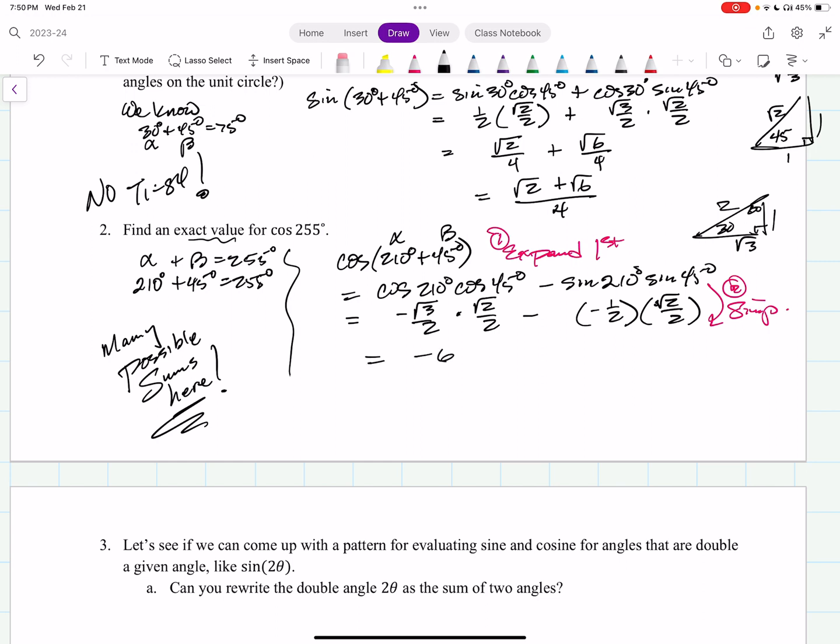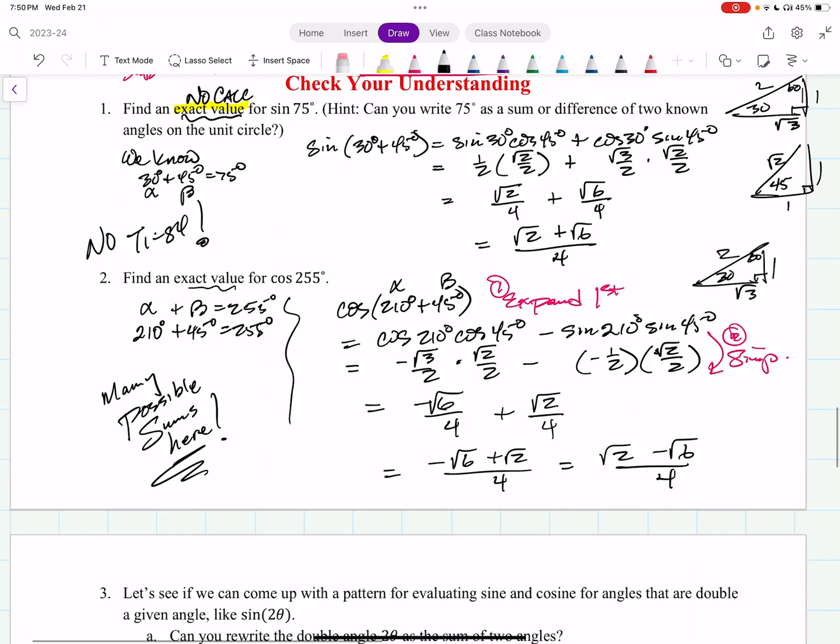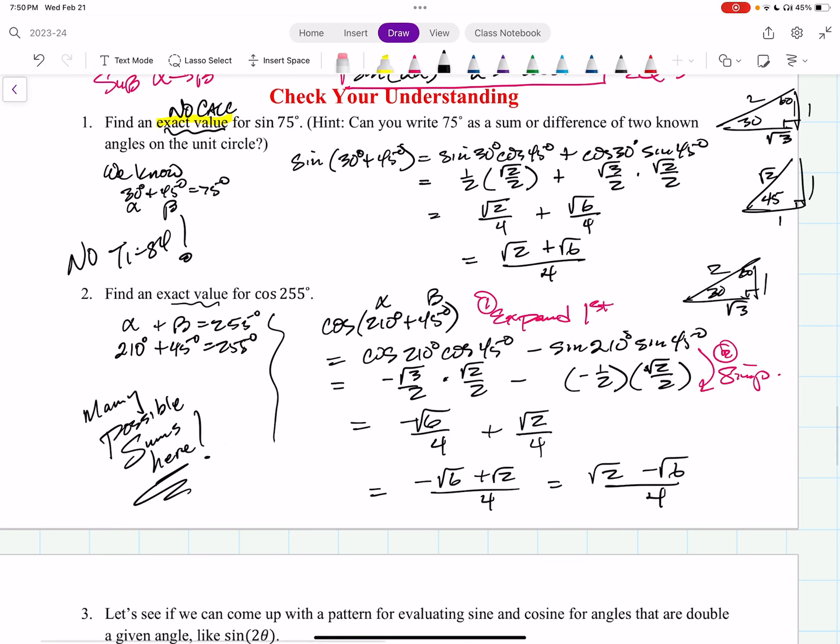So here I get negative root 6 divided by 4 plus root 2 divided by 4. You can write it as negative root 6 plus root 2, all divided by 4, but most people write it as root 2 minus root 6, all divided by 4. And there you go. There's a little application of your sum and difference formula for sine and cosine.